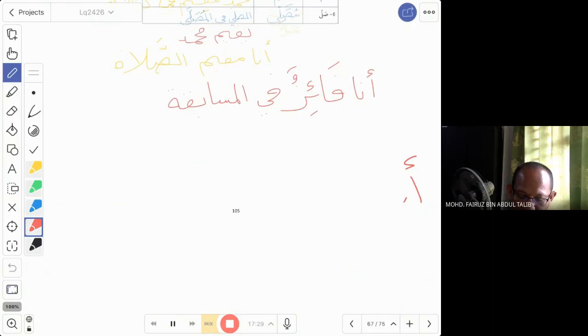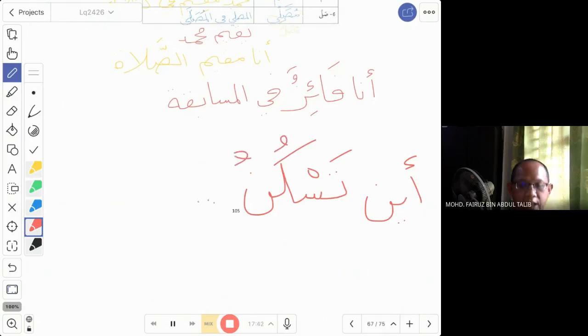Normally we will ask aina taskunu. This is the standard that you learn in your textbook. You will ask aina taskunu. Of course, if they ask you using aina taskunu, then you have to think the answer in the fi'il form as well. So you will answer ana.